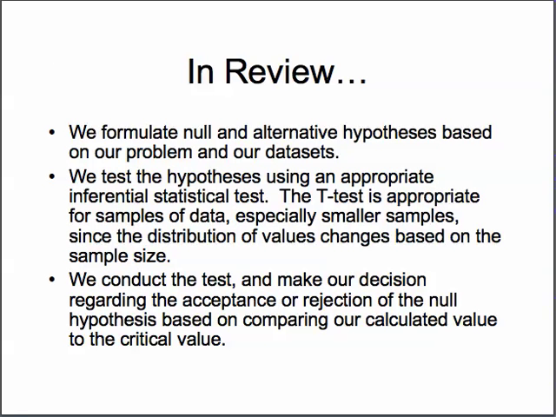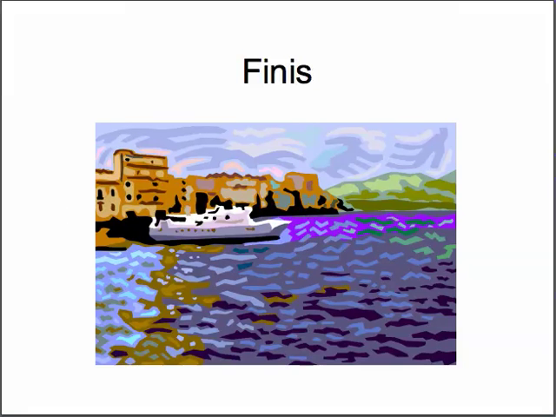To review, we formulate null and alternative hypotheses based on our problem and our data sets. We test the hypotheses using an appropriate inferential statistical test. The t-test is appropriate for samples of data, especially smaller samples, and the distribution of values changes based on the sample size. We conduct the test and make our decision regarding the acceptance or rejection of the null hypothesis based on comparing our calculated value to the critical value. This concludes our discussion of calculating and interpreting a t-test.